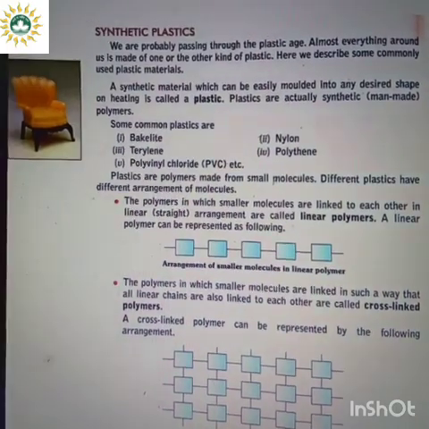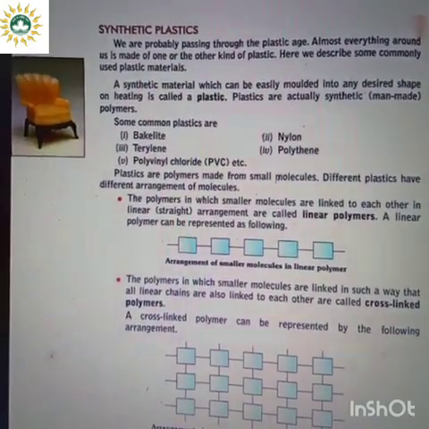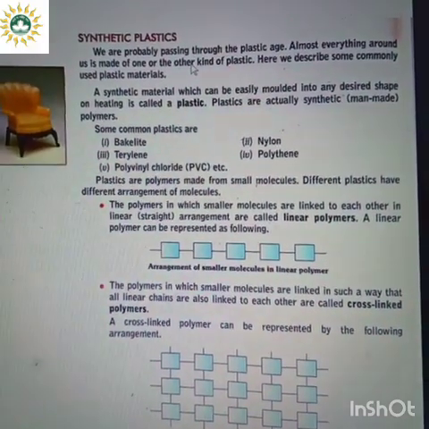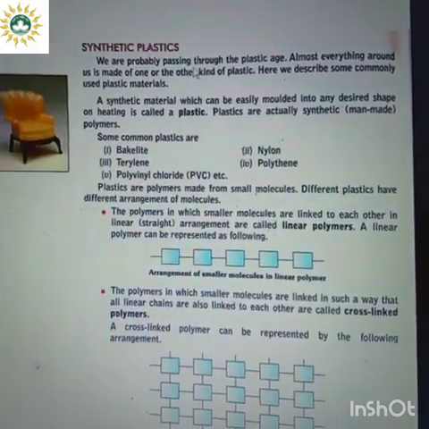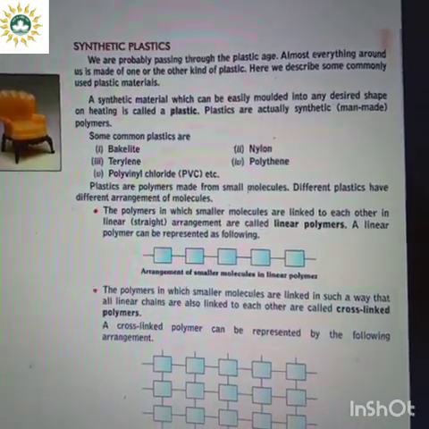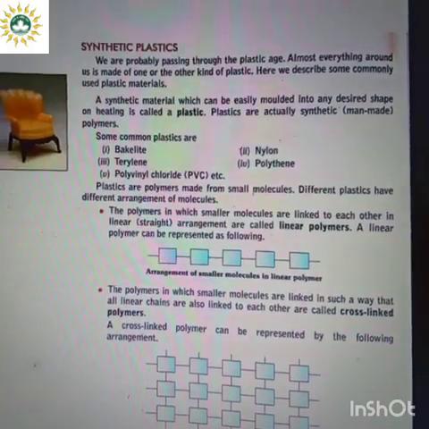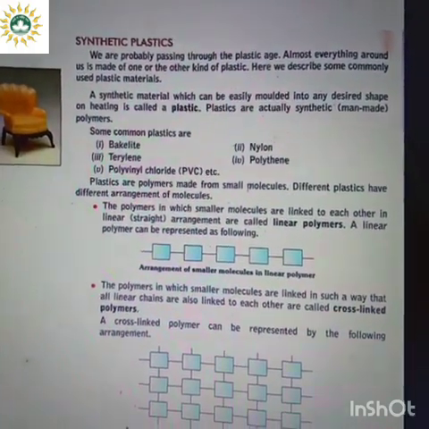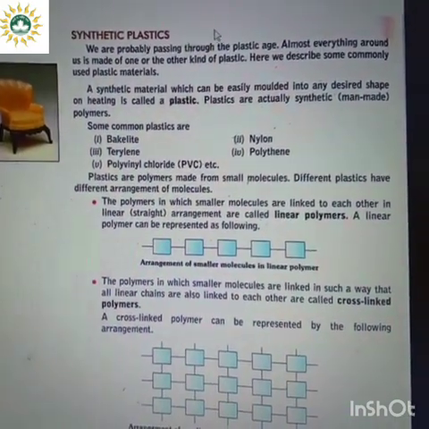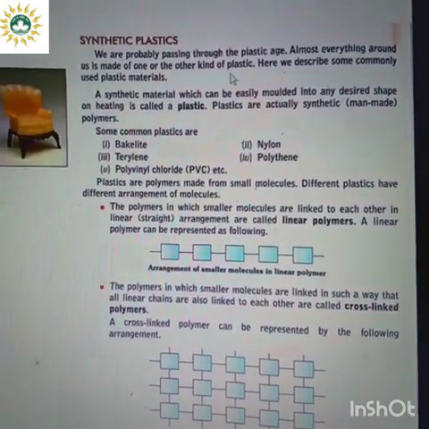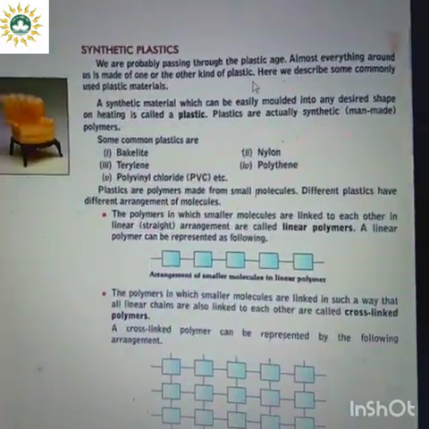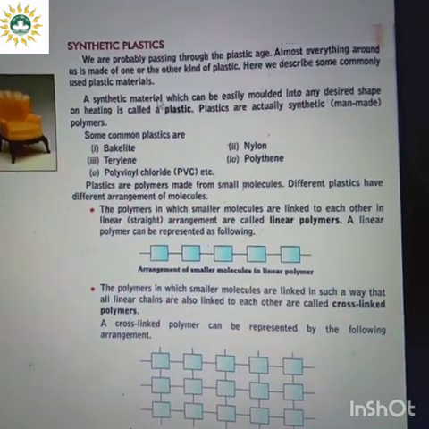So the topic today is synthetic plastics, and we are probably passing through the plastic age only, because a lot of plastics are in use nowadays, and we are trying our best to avoid using plastic. So we can say that this is the plastic age. Almost everything around us is made up of one or the other kind of plastic. Here we will discuss some commonly used plastic materials.